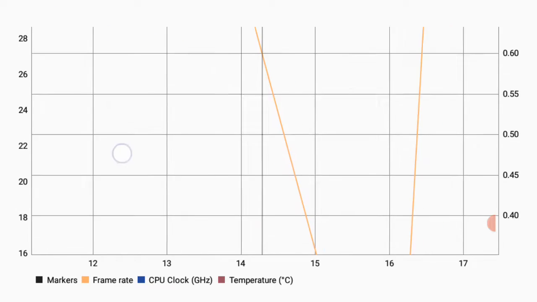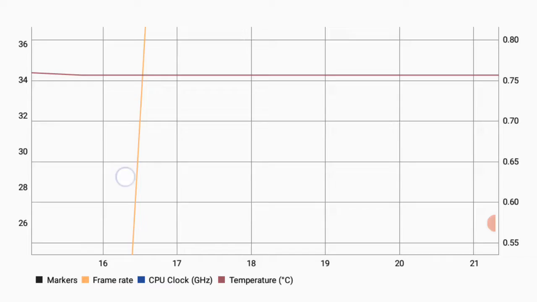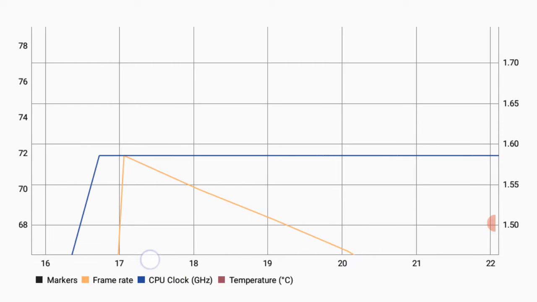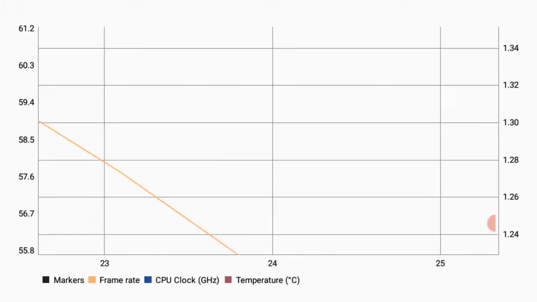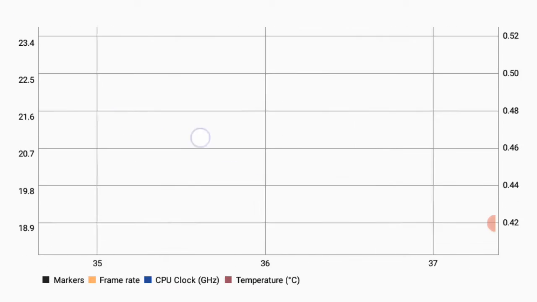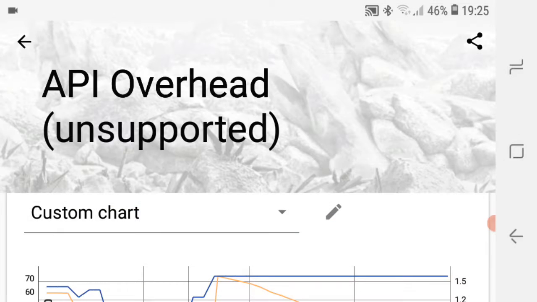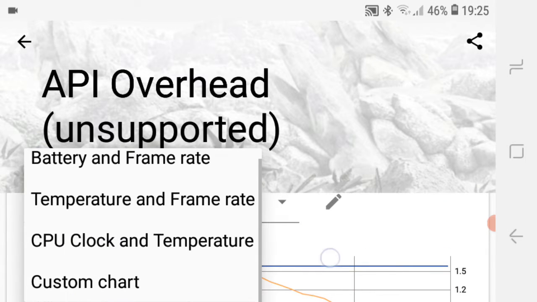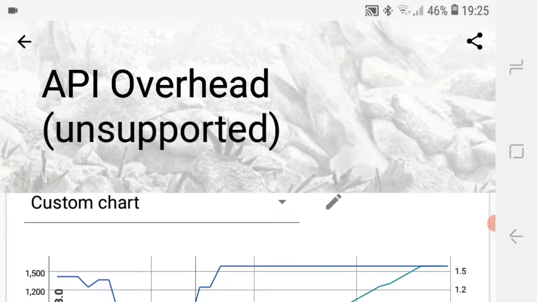And in Vulkan, the FPS had dropped to zero, then raised up to 72 FPS. Yeah, it's good. Up to 72 FPS, then drops again to, where the hell, 29 FPS. And we will now see all the units here.